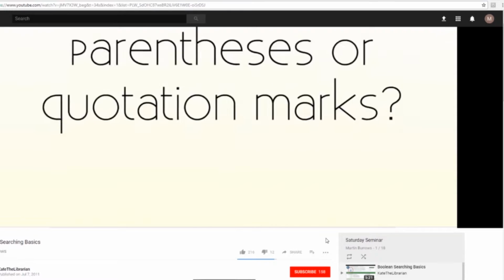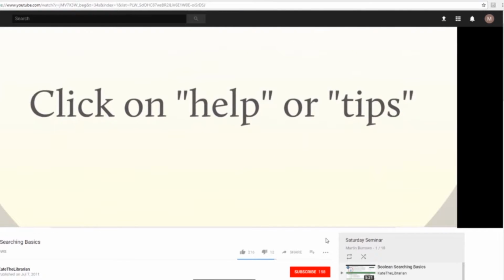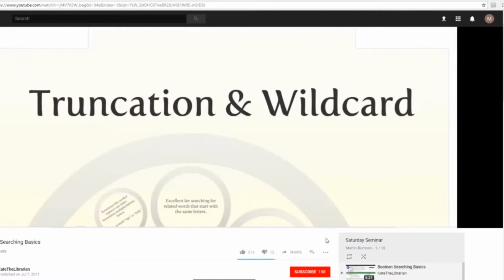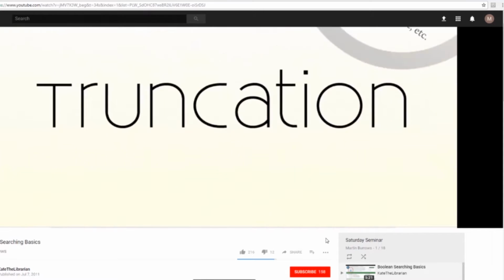So whether to use parentheses or quotation marks is something that you need to look in the database's help or tips page for. There's usually a link to the help or tips page near the search bar. Truncation and wildcard are two more important tools.